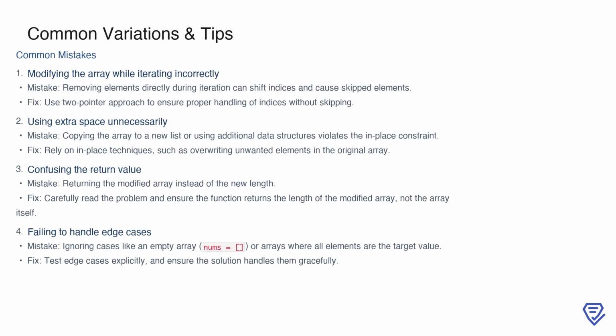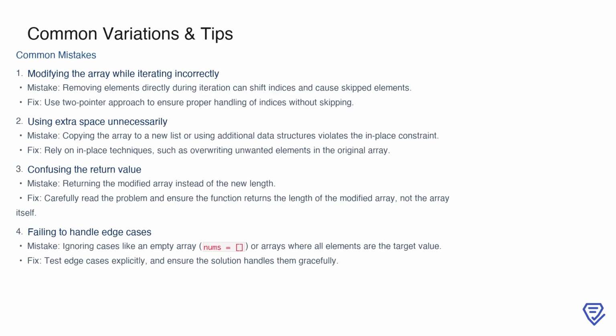In this section, we'll look at some common mistakes that can occur while solving the remove element problem and how to avoid them. First, one major mistake is modifying the array directly while iterating through it. This can be problematic because removing elements shifts the indices, potentially causing elements to be skipped. The fix here is to use a two-pointer approach, which allows you to manage the indices properly and avoid skipping any elements.